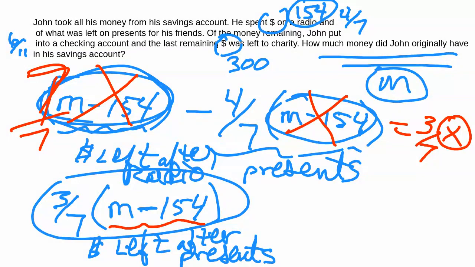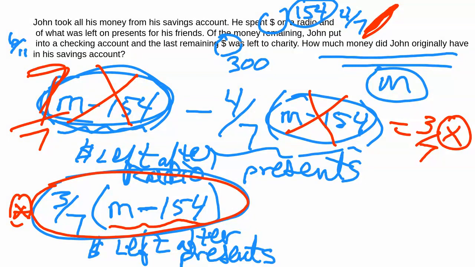So we're kind of done right here. He's got 3/7 times the quantity M minus 154. You could multiply that through if you want, but I'm going to leave it this way for now. And I'm just going to think of that as how much money he has after he bought presents for his friends.